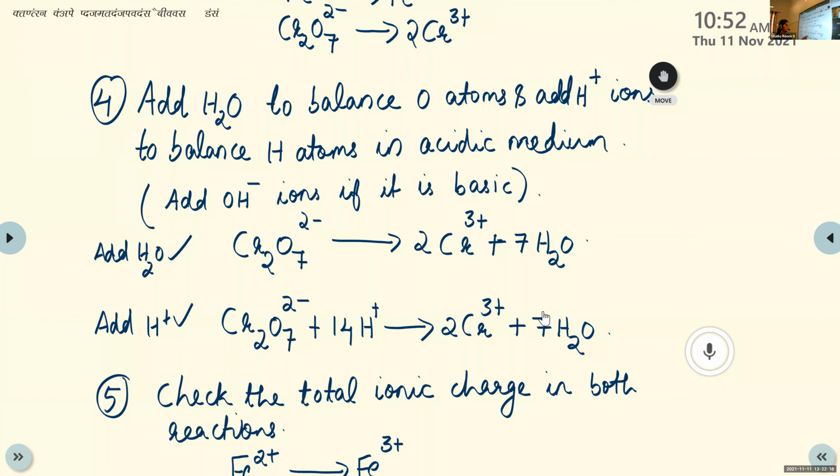Then in the next step, we will add H plus ions to balance the number of hydrogen atoms. So we need to check the equation again. There are 14 hydrogen atoms on the right hand side, so we need to add 14 hydrogen atoms on the left hand side. That's why we add 14 H plus ions.